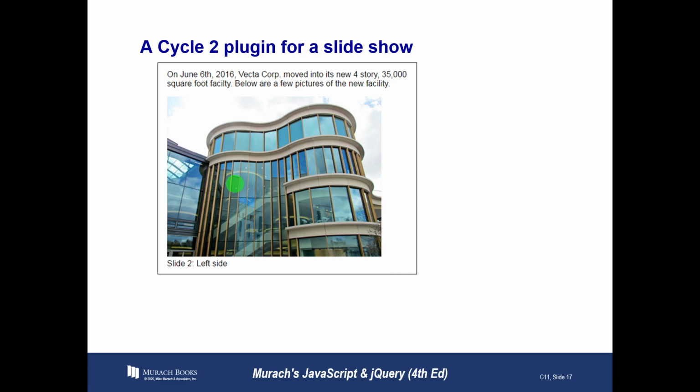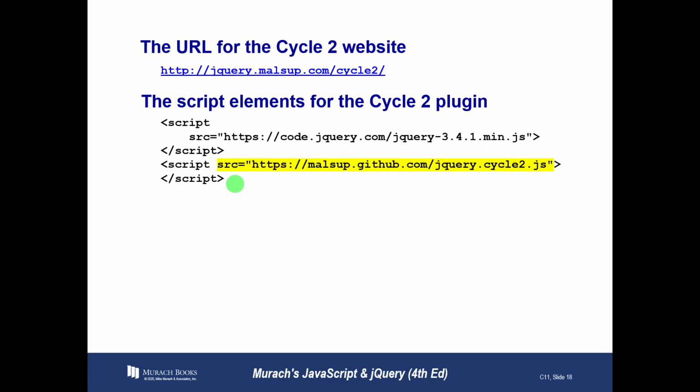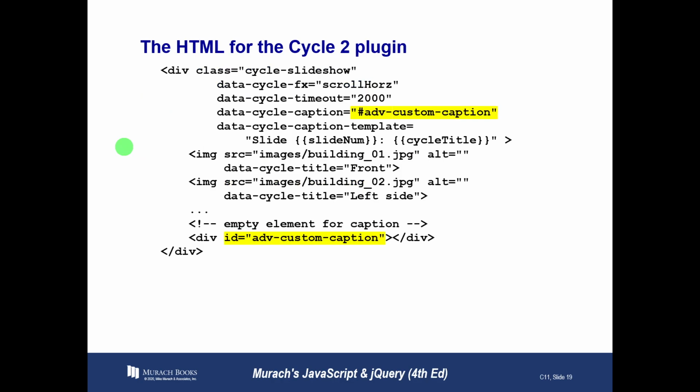Here's a Cycle 2 plugin for a slideshow. So all these different places that you can get these different kinds of slideshows, depending on what you prefer. Okay, so the Cycle 2 website right here, jQuery.malsup.com, Cycle 2. It requires a script to be loaded. It doesn't look like it requires any CSS to be loaded for theirs to work. And here's an example of the code that you need to run in your site, and then you adapt it for your website.